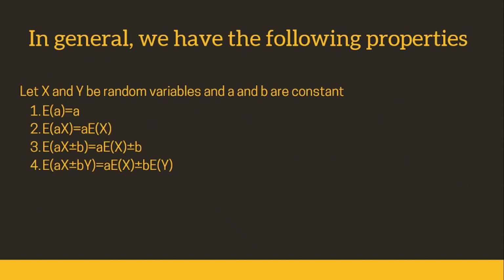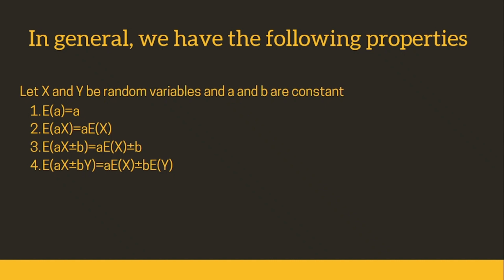So in general, we have the following properties. If we let x and y be random variables and a and b be constants, the expected value of a constant will be the constant itself since there's no variability. Then the expected value of aX is just going to be a times the expectation of x. If you have ax plus b, we just build on the first two principles, so it's going to be aE(X) plus b also. Then in the case of E(aX plus bY), you can also just split it as per usual with the other three properties.